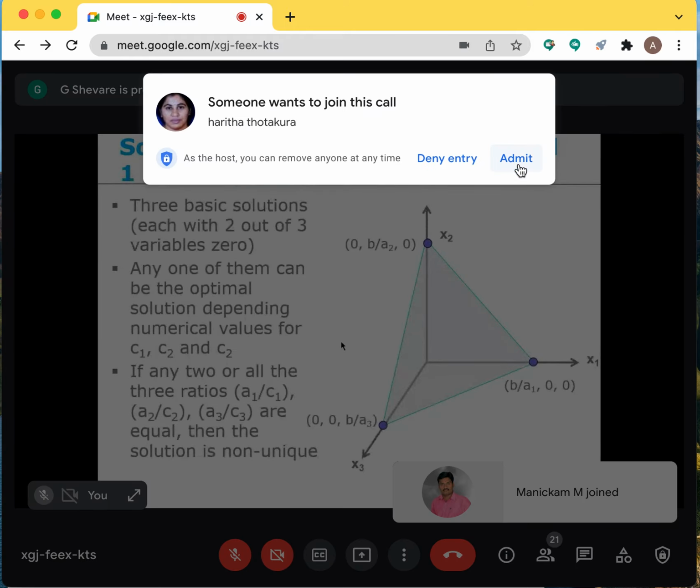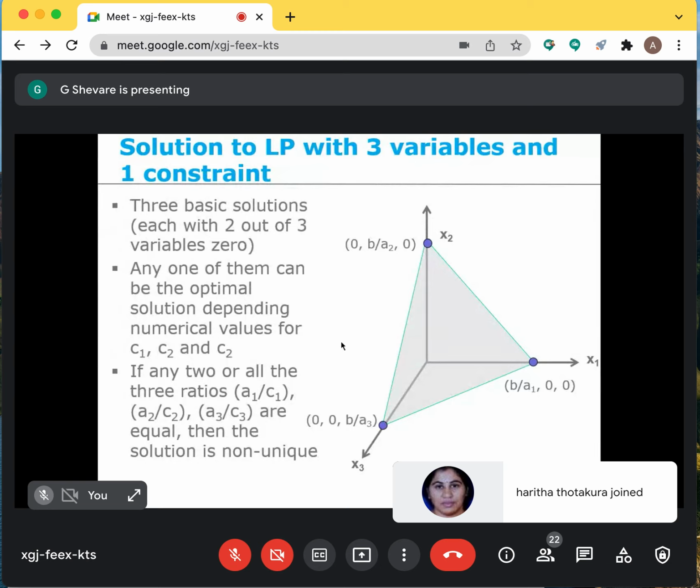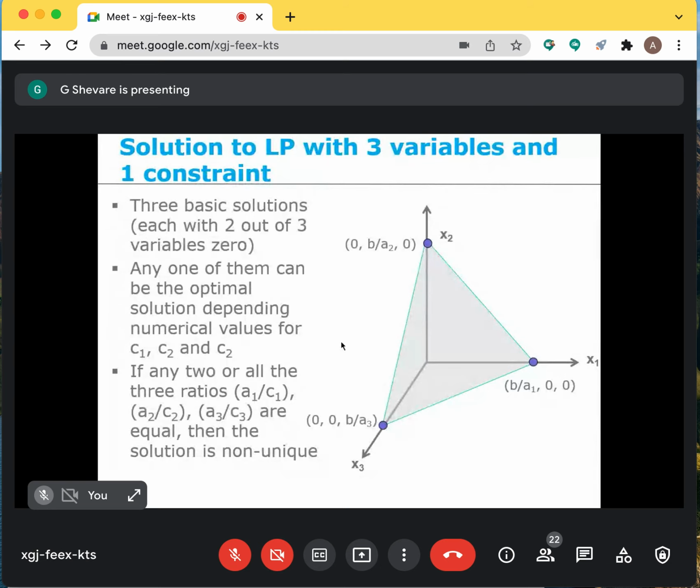Now it may so happen that if j is equal to a constant, the plane touches not just one vertex but two vertices. In that case, it becomes a non-unique solution, because there will be several values of x1, x2, x3 which give the same value of j.